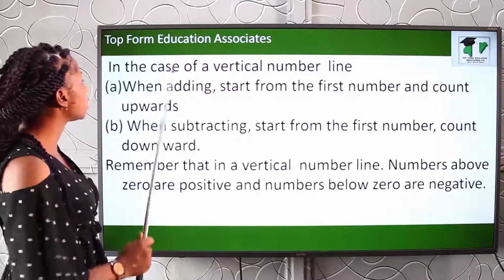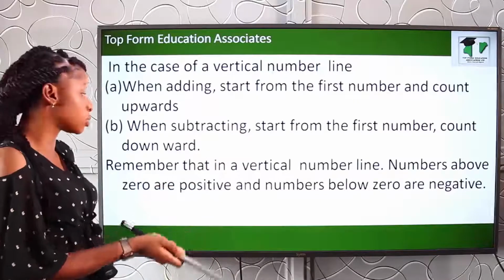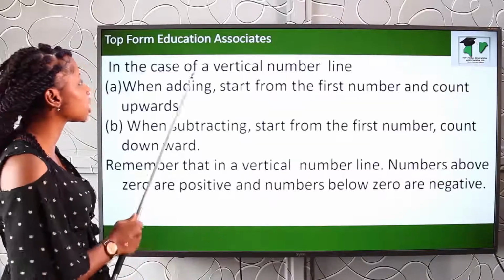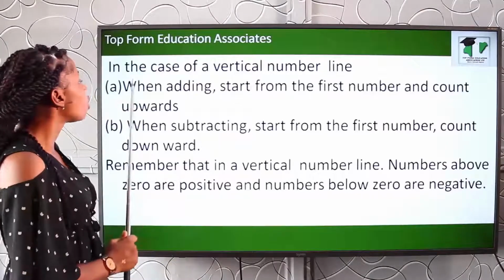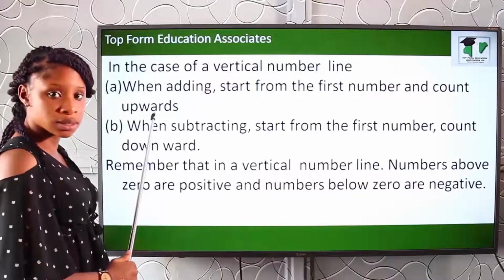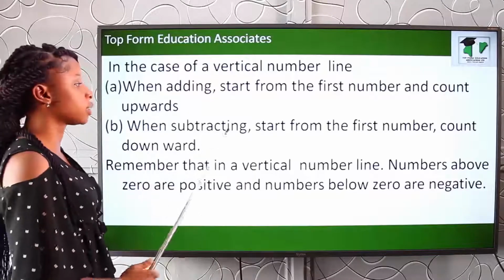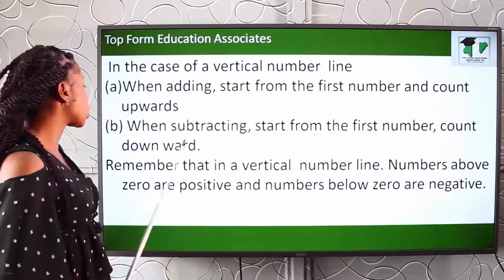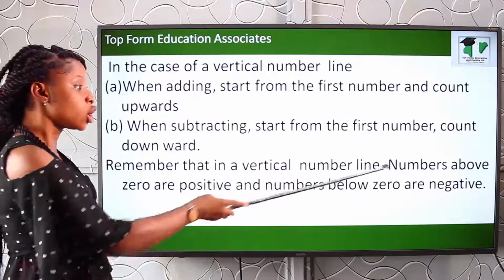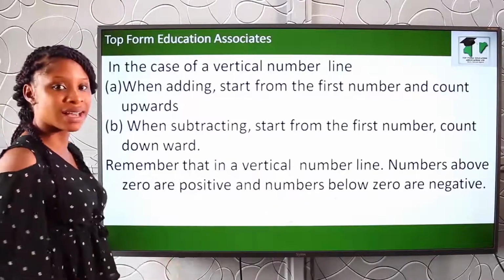Very good. Now, in the case of a vertical number line, remember that we've been using the horizontal number line in these examples. Now, in the case of a vertical number line, when adding, you start from the first number and count upwards. Take note, you count upwards when adding. And when subtracting, you start from the first number and you count downwards. Remember that in a vertical number line, numbers above 0 are positive and numbers below 0 are negative.